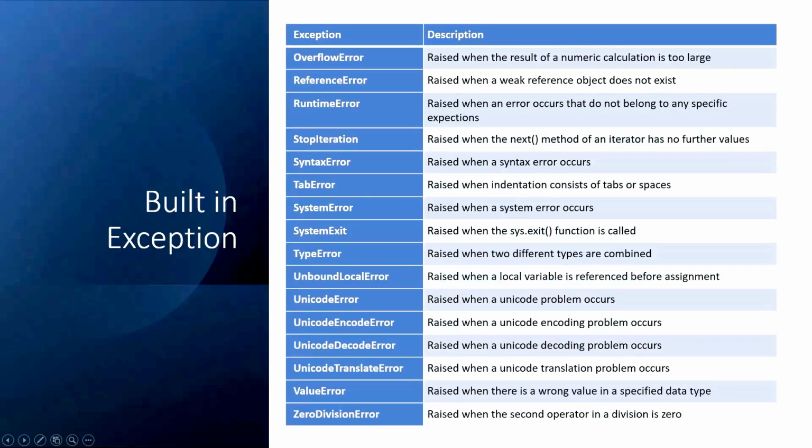So this is the next set of exceptions provided by Python. You can see syntax error and runtime error. Runtime error is an important one. It is raised when an error occurs that does not belong to any specific exception. And just pause the video here, go through all of this, read all of this.